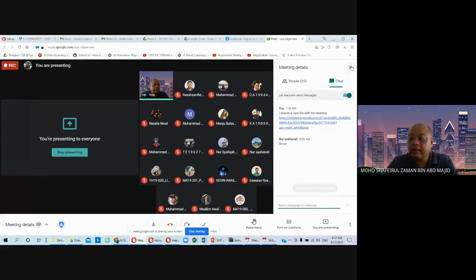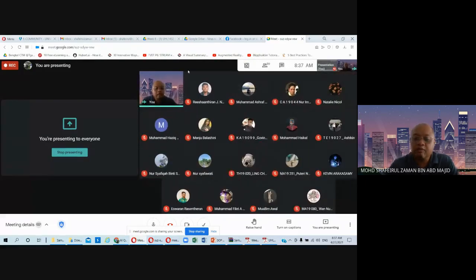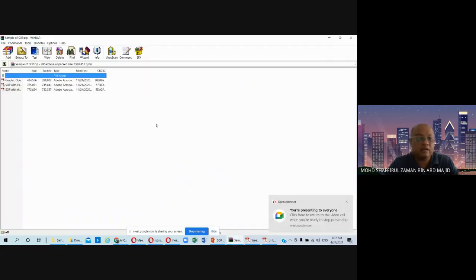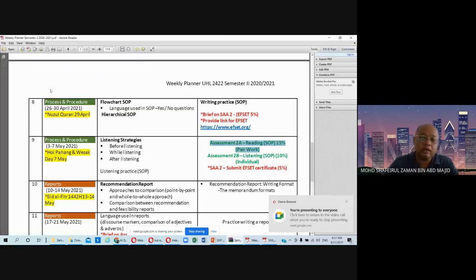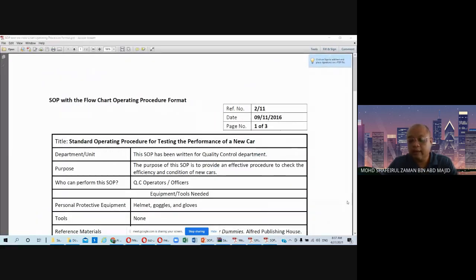Okay, no question. All right, let's move on to the last part of the class for today, which is on the sample of the SOP. I'm going to start with the graphic, the flowchart operating procedure. What we have here is a sample flowchart operating procedure, and you can notice the reference number. This will be the sort of template that you're going to have for assessment 2A.